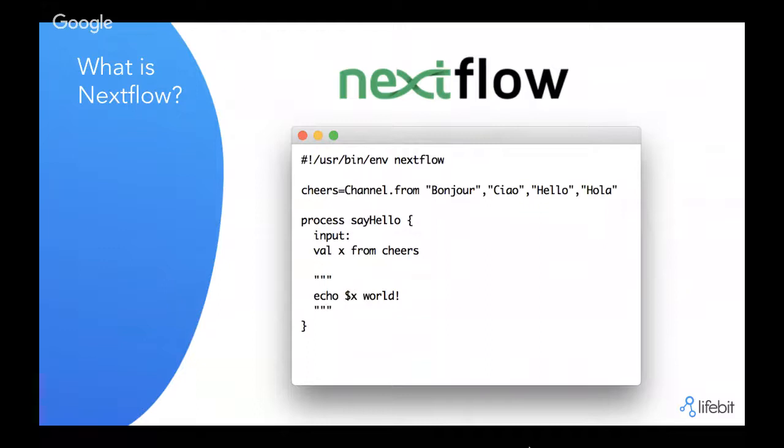Then you execute the process, which is sayHello, and here you define the input, which is the channel defined above. Nextflow will iterate through all of the values in the channel and echo hello world in all these different languages for you. One of the benefits of using Nextflow is you can have multiple processes. You can link them all together with different inputs and outputs, and they can even be written in different programming languages. You can have one process written in Python, one in Bash, one in Ruby, and it doesn't matter, Nextflow will interpret them all correctly as long as you use the shebang line for all of them.